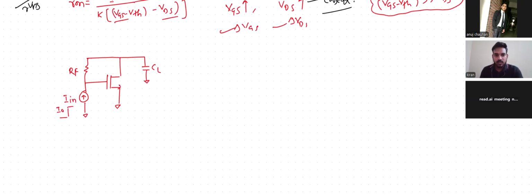Okay, so we have calculated V out. Now, if I want to see the transfer function, I want to see the poles and zeros, not the DC gain or the complete transfer function. I just need some way of finding them with intuition.